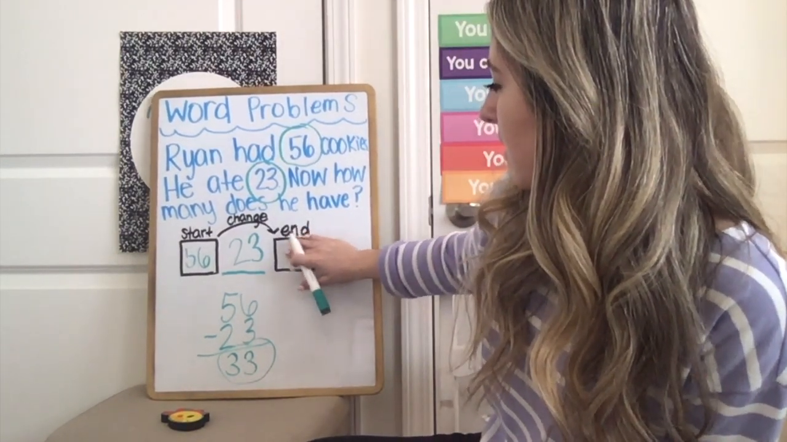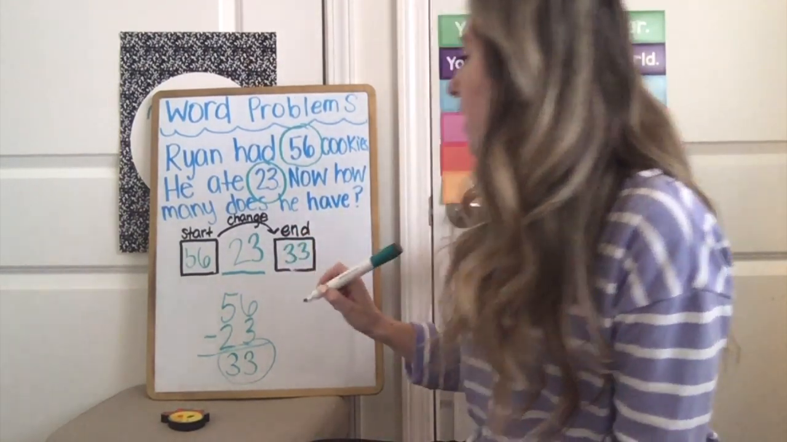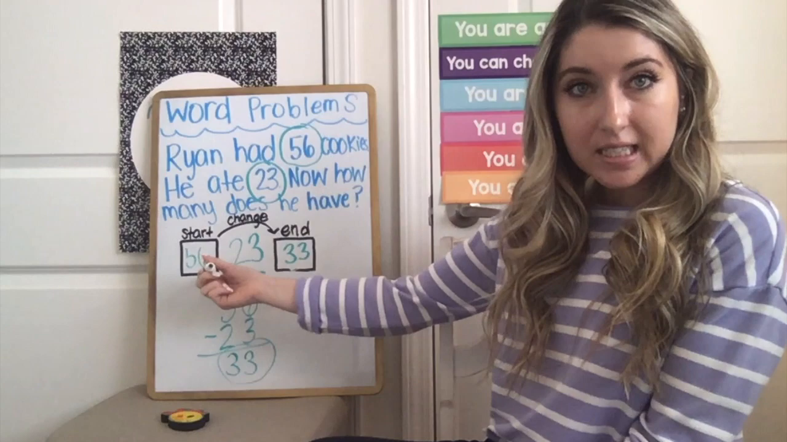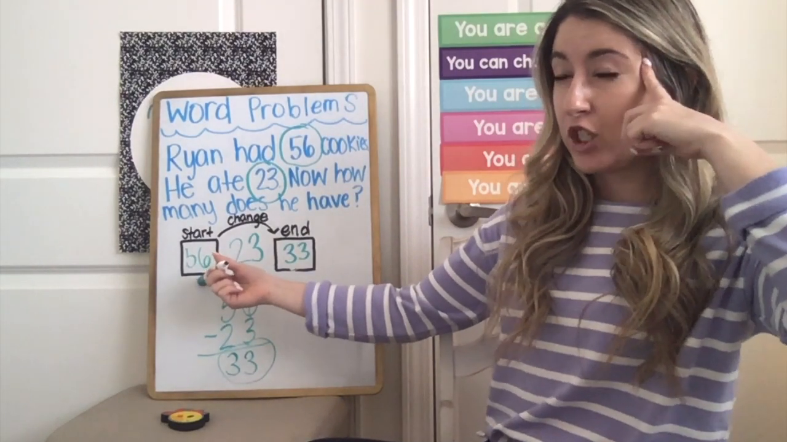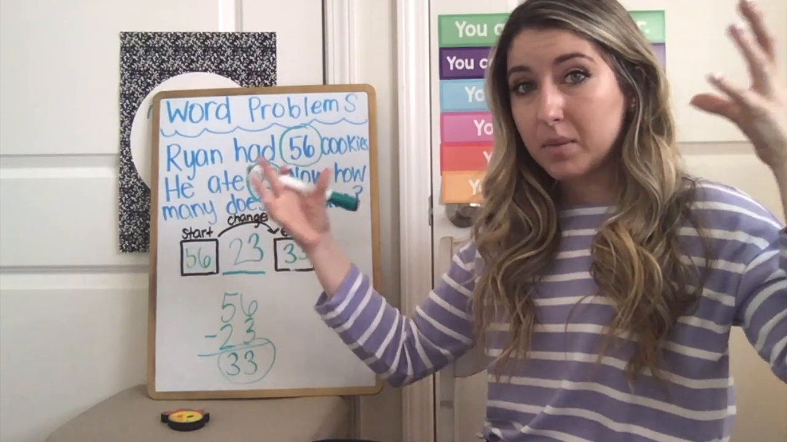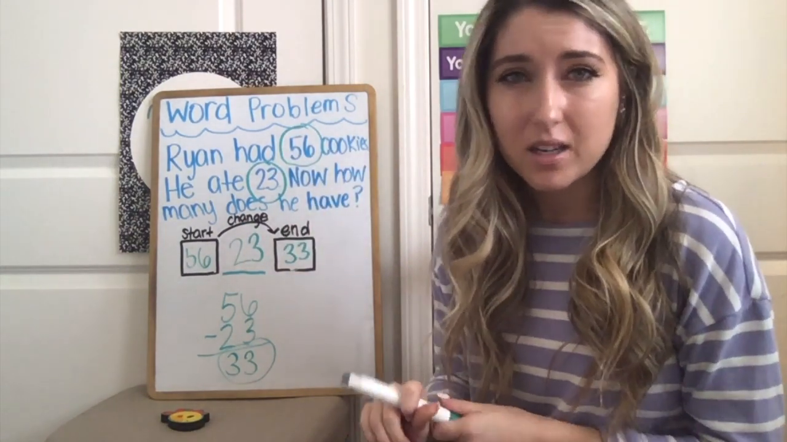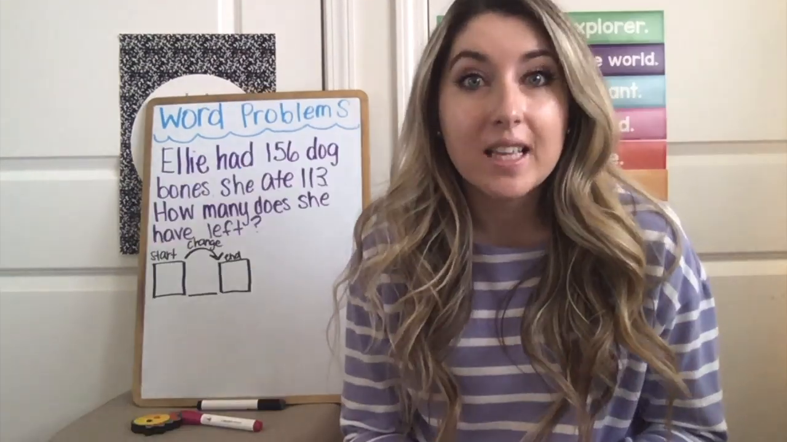So he started with 56. So I put 56. I envisioned 56 cookies. He ate 23 of them, so my number got smaller. So realistically, 33 makes sense as my answer. Let's try another one.